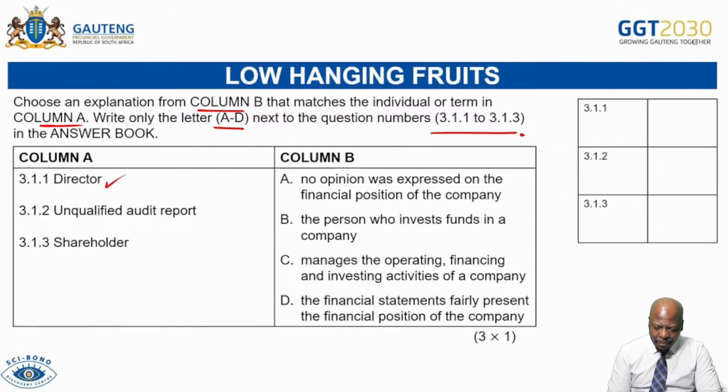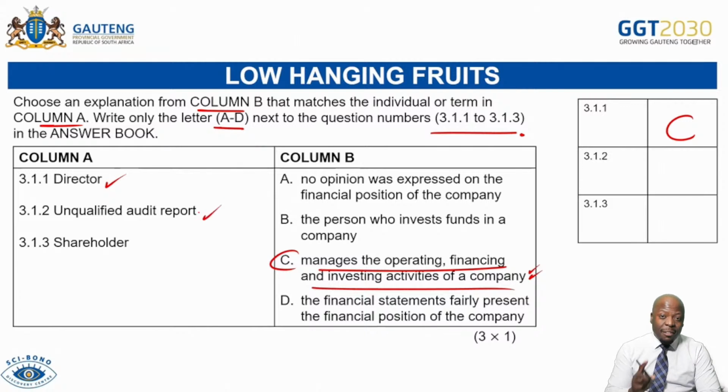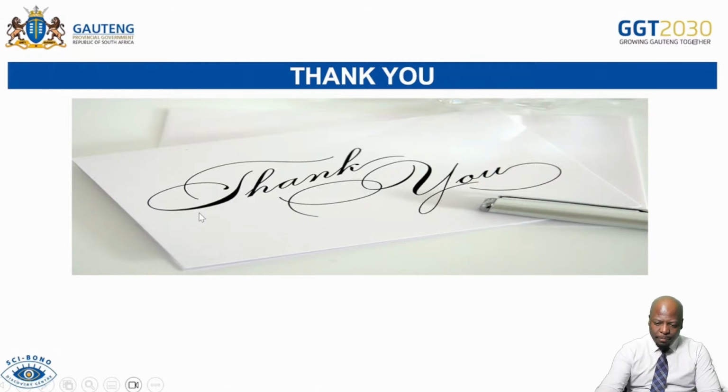What is the answer here? The answer should be C, that directors manage the operating, financing, and investing activities of a company. So that is your answer here, C. You want to try 1.2. Okay, I'm going to give you a second to read it. Okay, it's saying unqualified audit report. So you cannot look at C now. You're looking at A, B, or D. Which one is it? Is it A? Is it B?